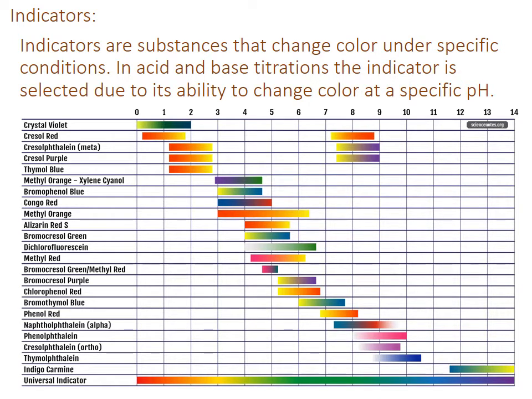Indicators. Indicators are substances that change color under specific conditions. In acid and base titrations, the indicator is selected due to its ability to change color at a specific pH. This chart comes from sciencenotes.org, and it shows you a list of different indicators, and it identifies what colors are produced depending on the pH of the solution the indicator has been placed into.